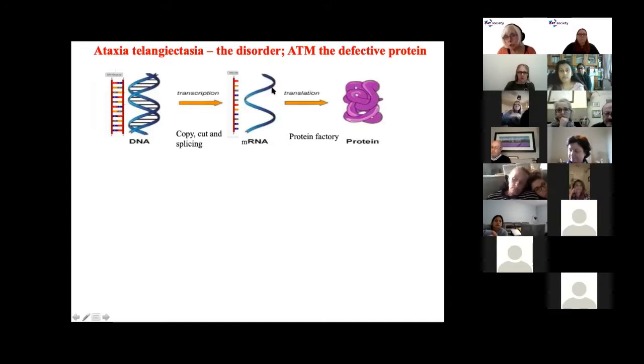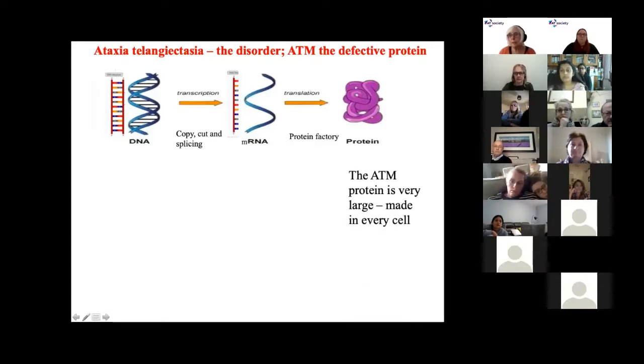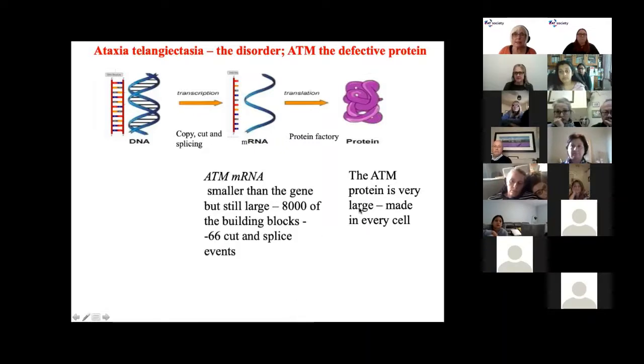So I'll just go through this from the perspective of ATM. There's an ATM protein. I told you it's very large. It's made in every cell, and I kind of gave you a feel of what it looks like. The ATM messenger RNA is smaller than the total DNA, but by the standards of messenger RNA it is quite a large molecule, and it has about 8,000 of those building blocks. And I told you it involves 66 of those cut and splice events.